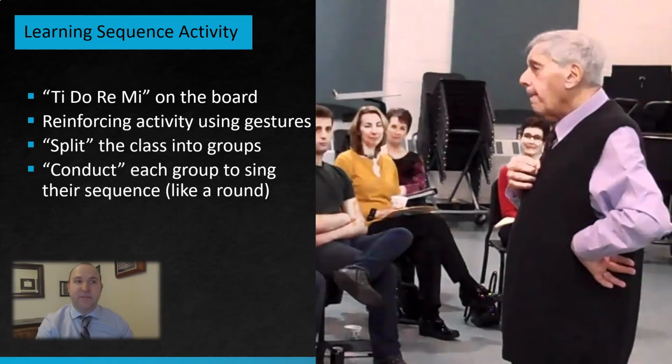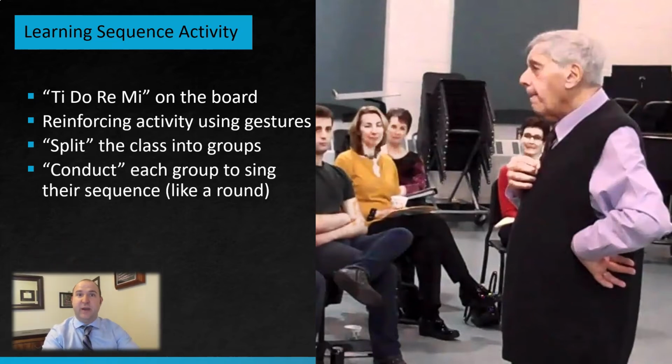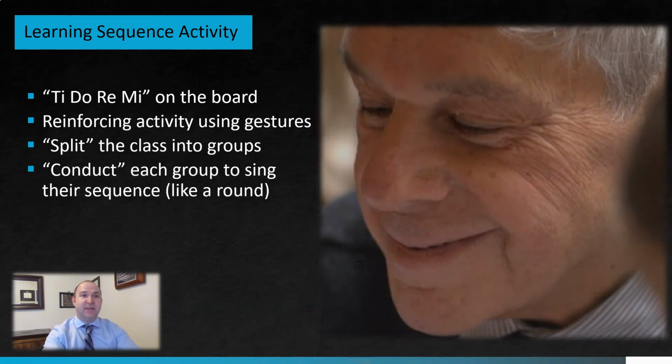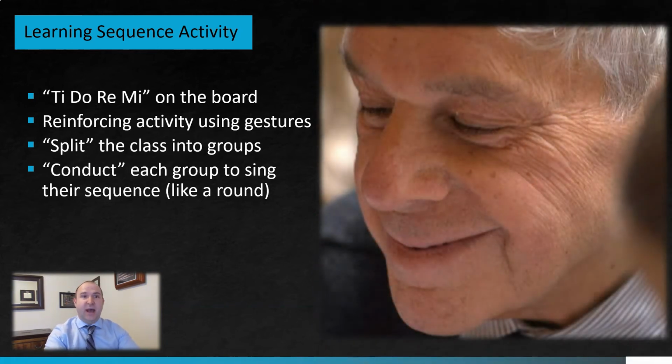Gordon's music learning theory teaches music the same way that we learn language. It teaches patterns, or musical words, to students in a logical, sequential way that yields musical understanding. I will start with a learning sequence activity on the solfege Ti, Do, Re, Mi. Using music notation and solfege on the board as visual reinforcement, I will teach those in about 5 minutes, followed by a reinforcing activity using gestures.